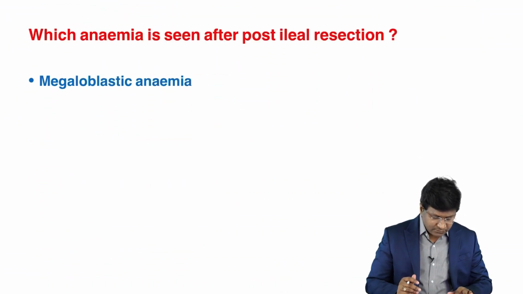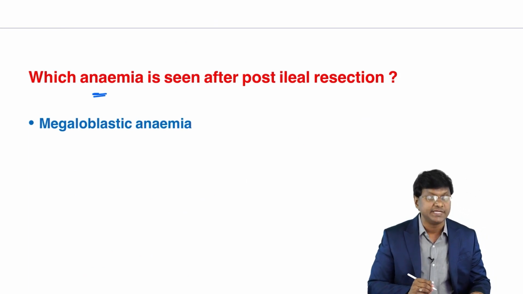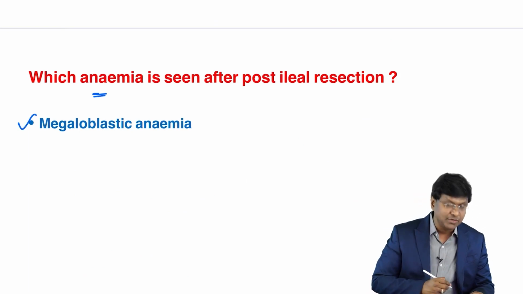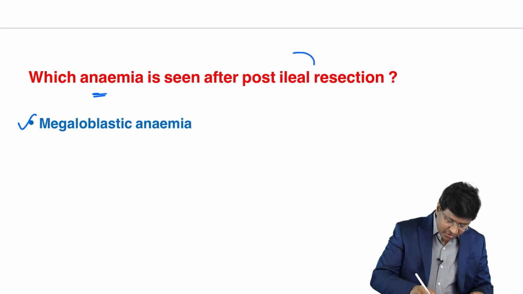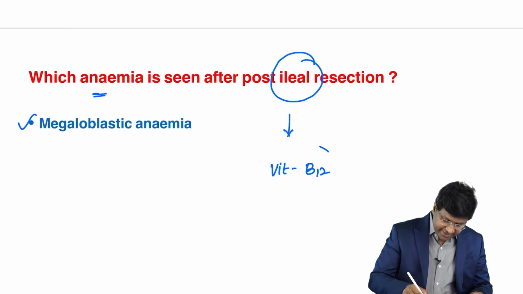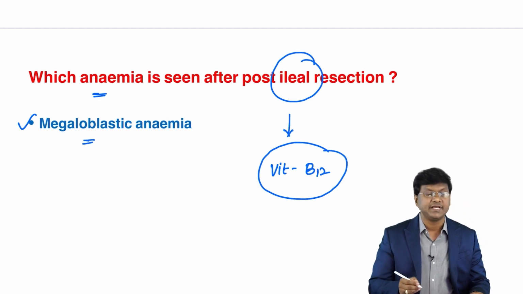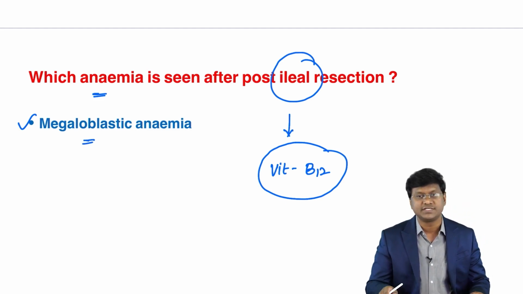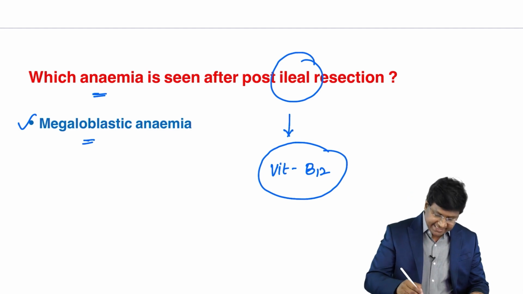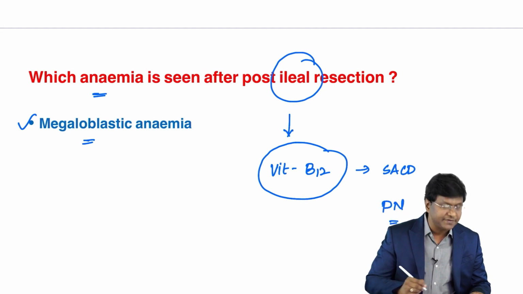Okay, right. And one more question was like this: which anemia is seen after post-ileal resection? That is megaloblastic anemia. And why is that? Because the ileum is the site where you have the absorption of vitamin B12. So if vitamin B12 deficiency is there, the individual will develop megaloblastic anemia, and along with that there will also be neurological manifestations. Those neurological manifestations will be in the form of subacute combined degeneration of the spinal cord. There can be development of peripheral neuropathy.